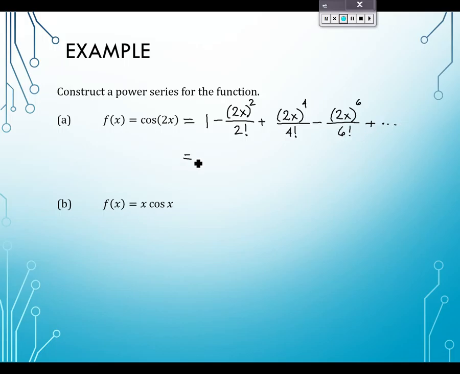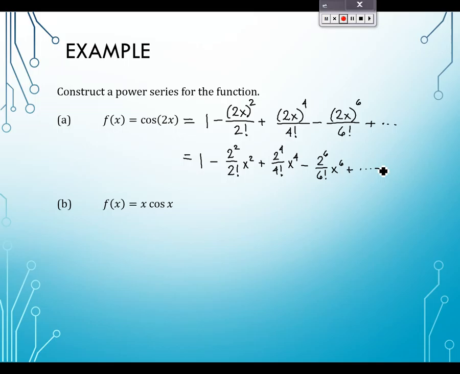But let's actually say what that looks like then. That's 1 minus 2 to the 2nd over 2 factorial, x to the 2nd, plus 2 to the 4th over 4 factorial, x to the 4th. I just want to emphasize what the coefficient on these is. Minus 2 to the 6th over 6 factorial. And if you do it by hand from scratch, you will get the same result.